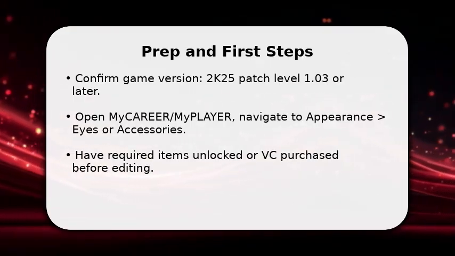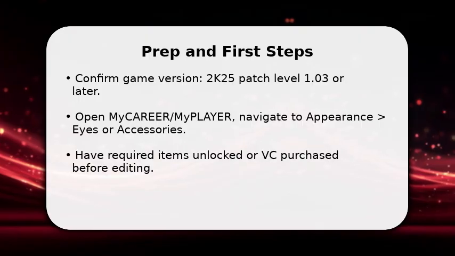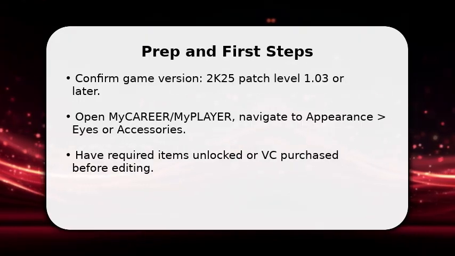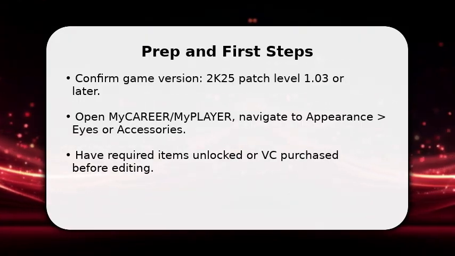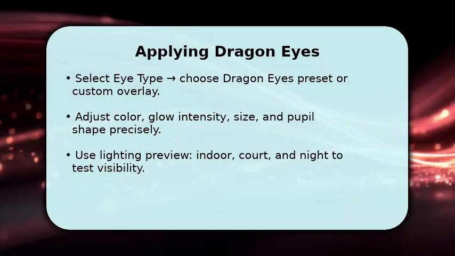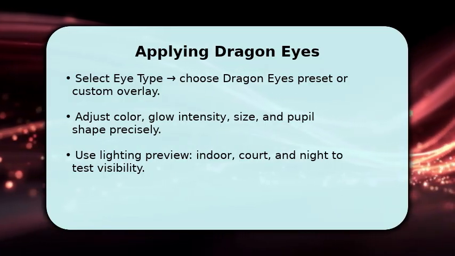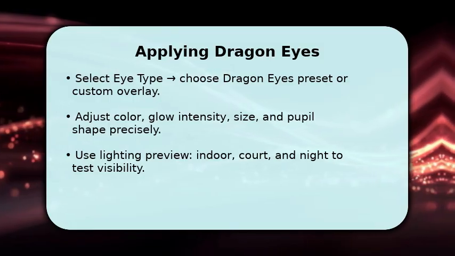Make sure you've earned or bought the Dragon Eye asset, because the editor will only show compatible presets if ownership is confirmed. This prevents wasted tweaks and saves time when you begin applying the effect. Now you apply the Dragon Eyes by selecting the Dragon Eyes preset or creating a custom overlay. Choose it so the game maps the texture correctly.